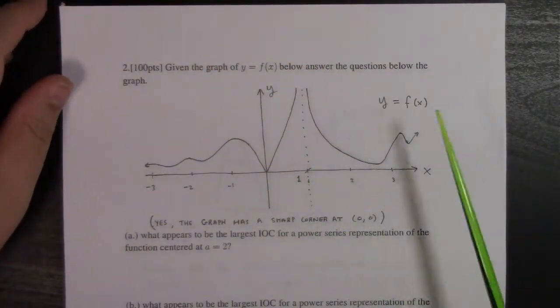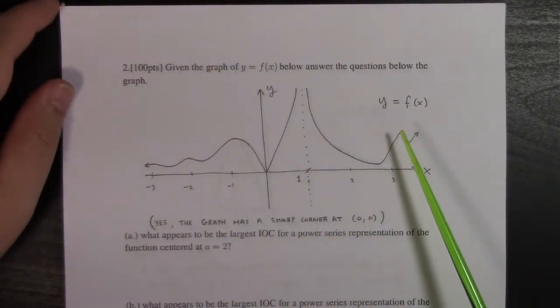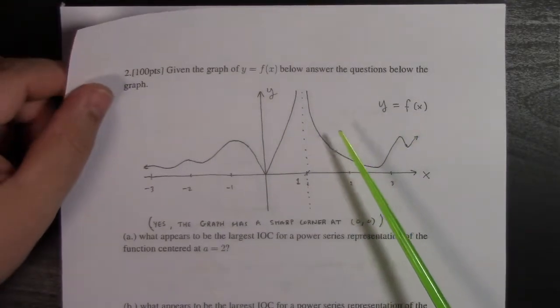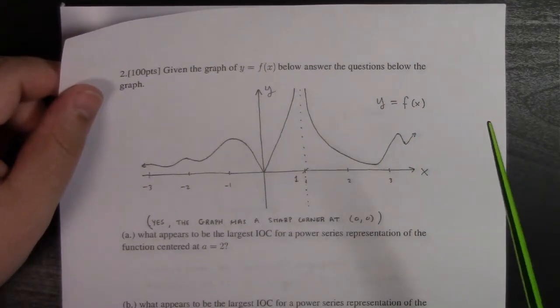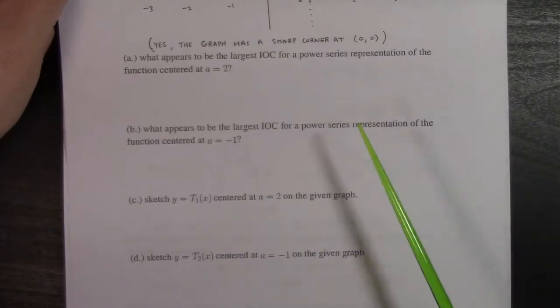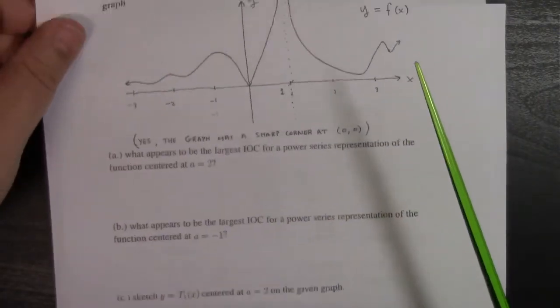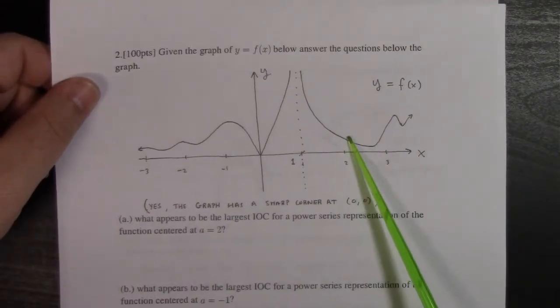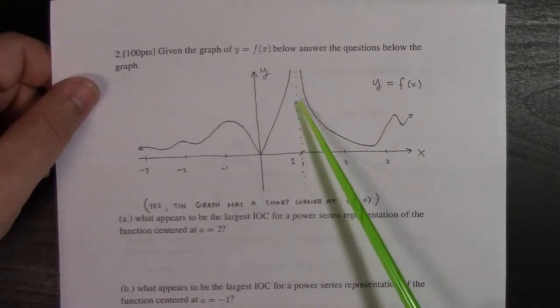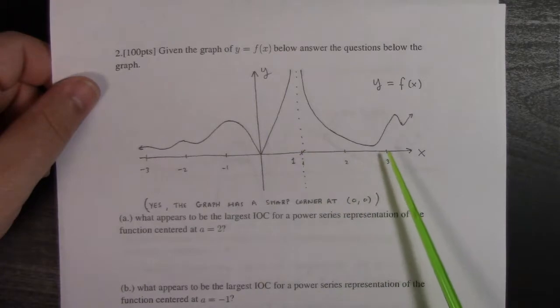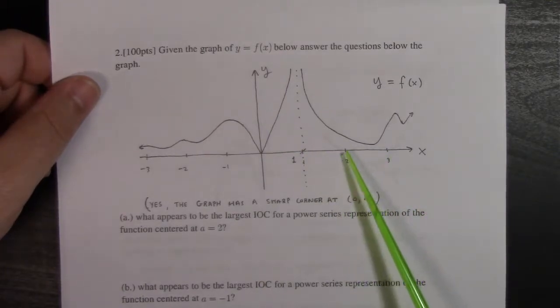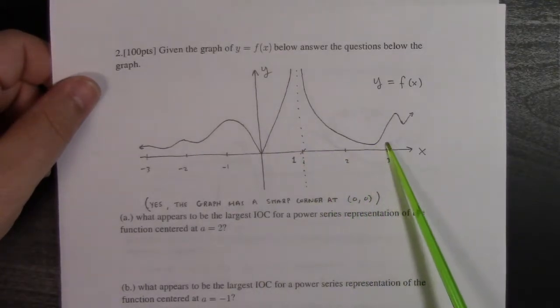Next up here, I gave a graph, and we're supposed to answer a bunch of questions about the function given that graph. Questions include, what appears to be the largest IOC for a power series representation of the function centered at 2? So let's see here, we centered it at 2, we can't get past that vertical asymptote, so I'm going to say that the largest IOC centered at 2 would be something like 1 not included, 3 included.